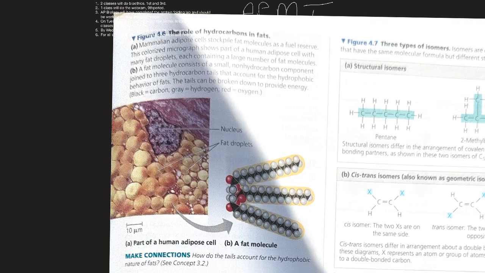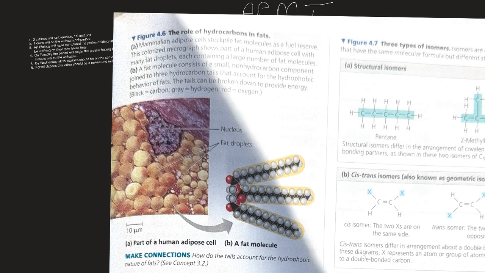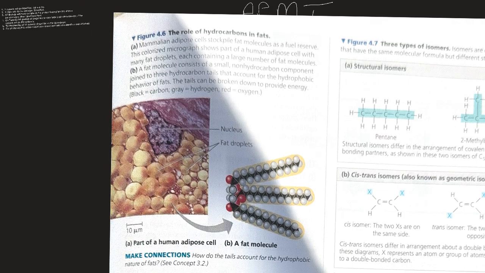Fat is mainly a storage of long-term energy. So in times of starvation, mammals can use stored fat for fuel. Think of a hibernating bear or any hibernating animal. They feed on their fat reserves. Also think of a deer in winter. There's not a lot of food.